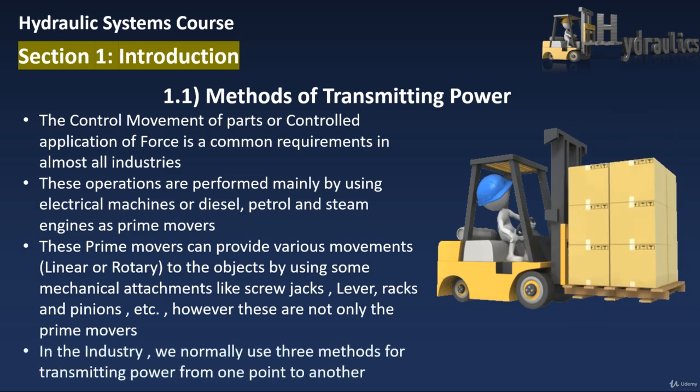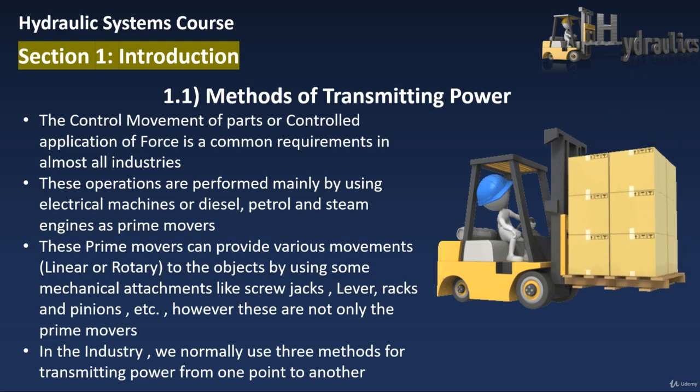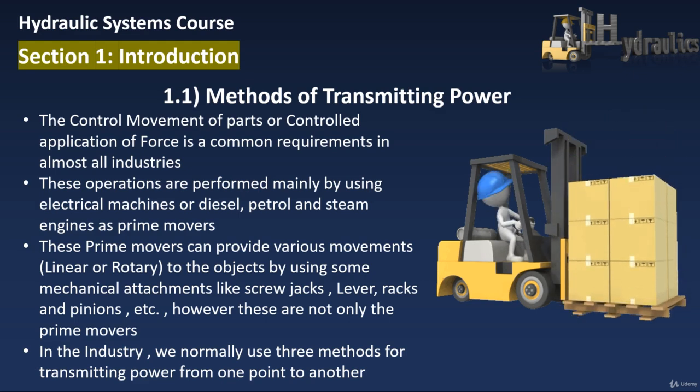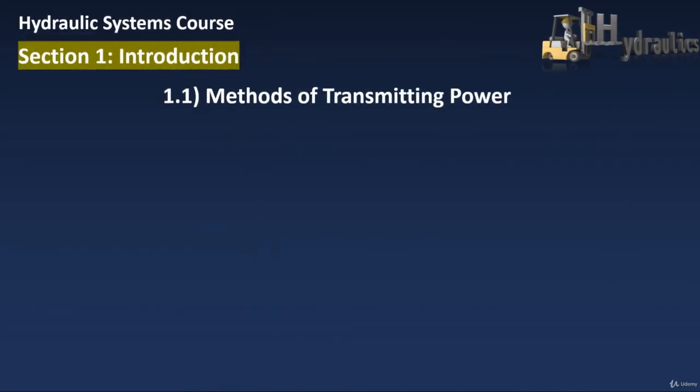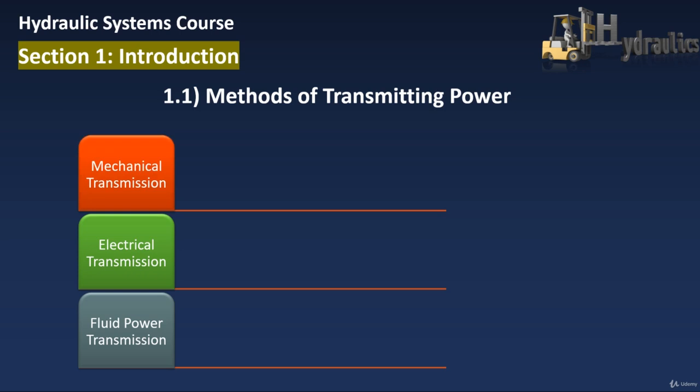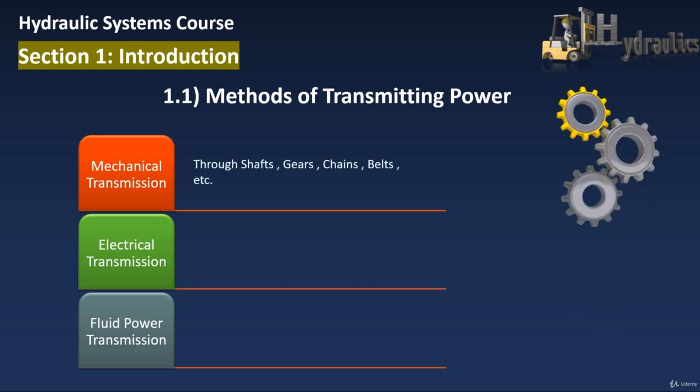In almost all industries, we normally use 3 methods for transmitting power from one point to another. Those 3 methods are mechanical transmission, electrical transmission, and fluid power transmission. Mechanical transmission is normally done through shafts, gears, chains, and belts. Just imagine you have a rotating shaft and you want to transfer its motion to another shaft, so you insert a belt between them.